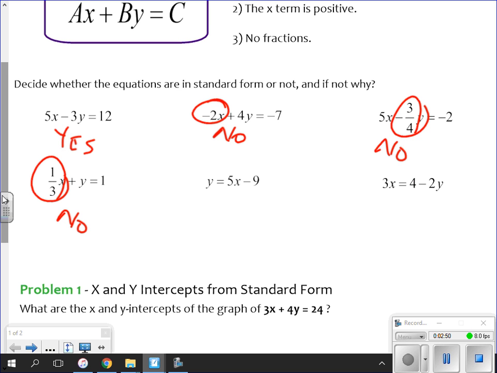Next one, yes or no? No. Why not? The x is on the wrong side. You need to have the x's on the right side. So this one is a no, and that's because the x is over here on that side. And what about the last one? Yes or no? Why not? X's and y's aren't on the same side. Okay. Not that hard to identify.